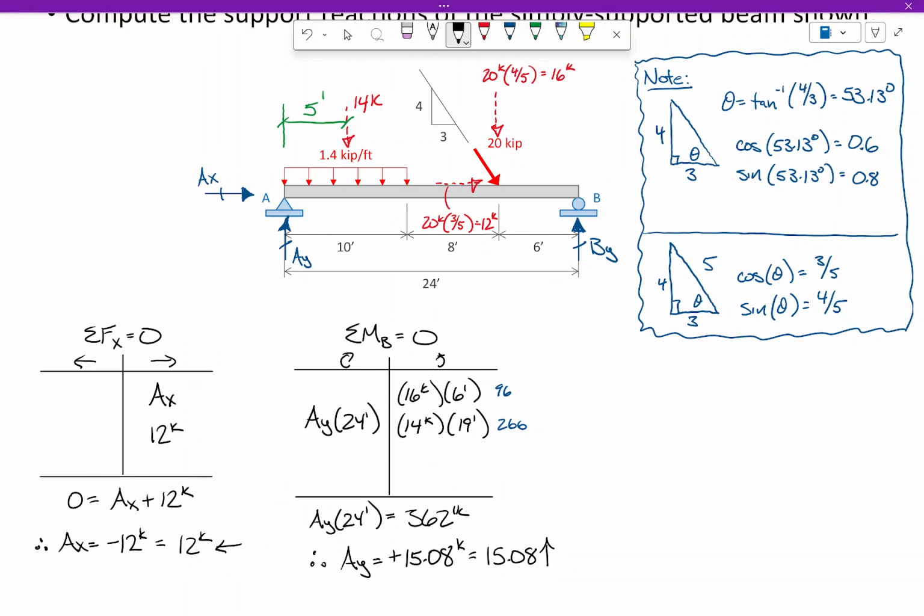Now, what's left? Sum the forces in the Y direction. Yes, you're right. So we have AY. We have BY. Then down, what do we have? We have 14 kips, 16 kips. Do we have the 12? Do we have to worry about that? No. Okay.